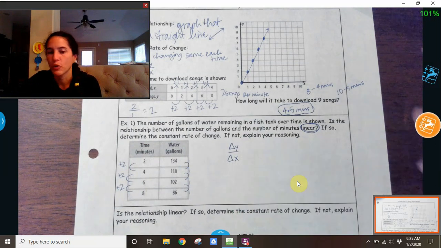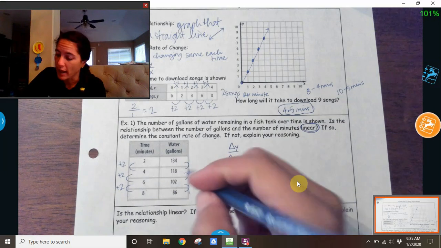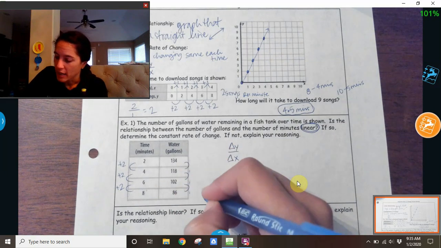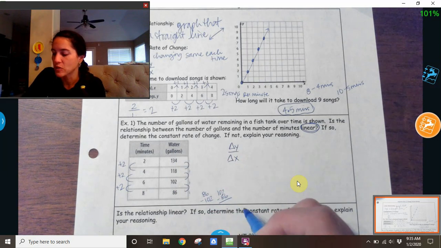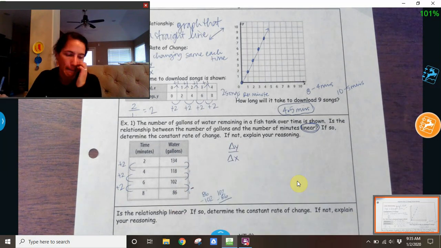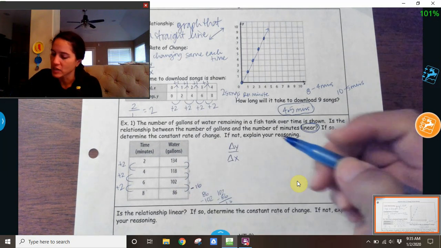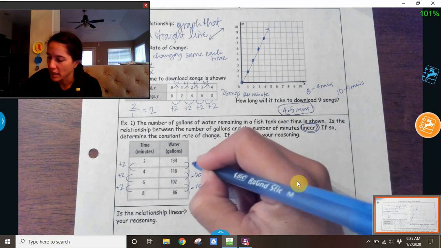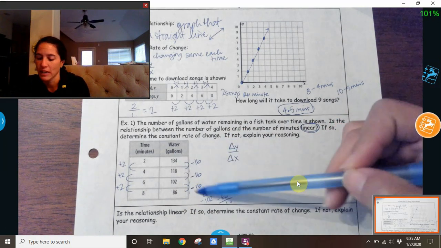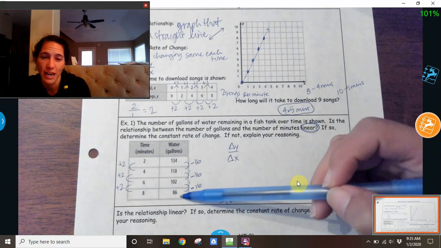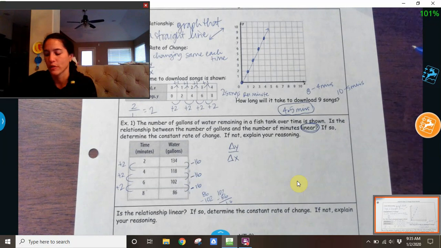134, 118, 102, 86. It's not just coming to me, so I would subtract 86 minus 102, which really you would have to do 102 minus 86, and then this would be a negative 16, I think. Yeah, negative 16. And this is a negative 16, and then a negative 16. Notice my values are going down 16, so that's where I get a negative. And again, I found that because I subtracted 86 minus 102. And then you could have done 102 minus 118, 118 minus 134.